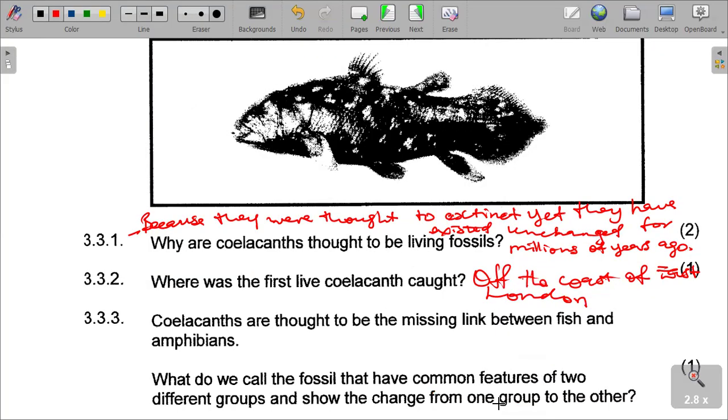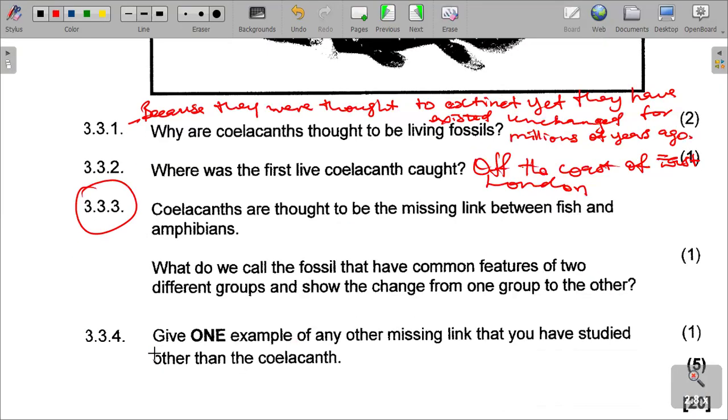And then number 3.3.3: they are thought to be the missing link between fish and amphibians. What do we call a fossil that has the common features of two different groups and shows change from one group to the other? This is called a transitional fossil or a transitional species.